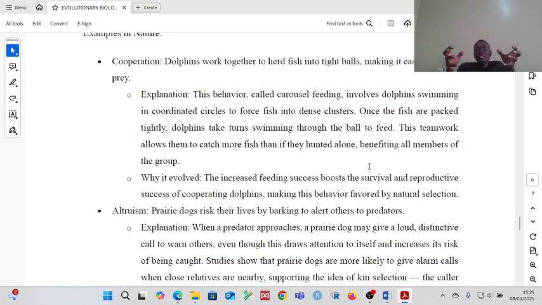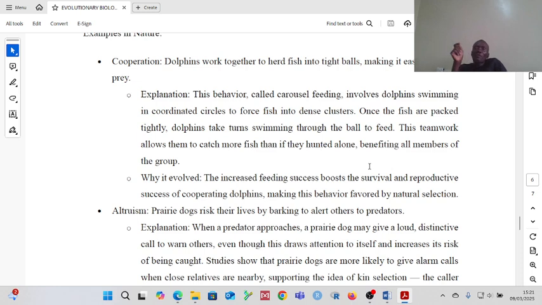Sasa kila dolphin inaweza toka kando iende katikati ichukue samaki ikule. Ingine itoke iende ichukue samaki ikule. Okay? So this is a type of teamwork. They had to cooperate. They had to do it together. So it's a level of cooperation, which now allows them to catch more fish than if they hunted alone.